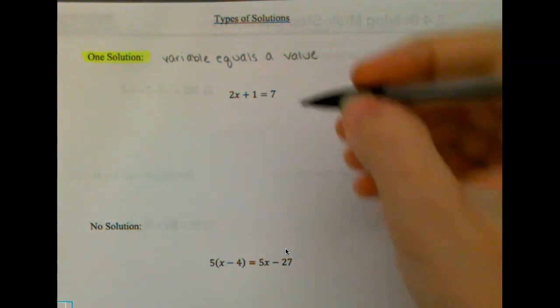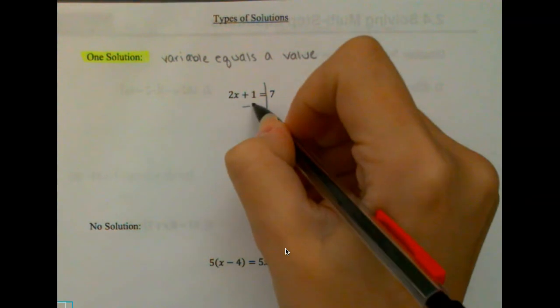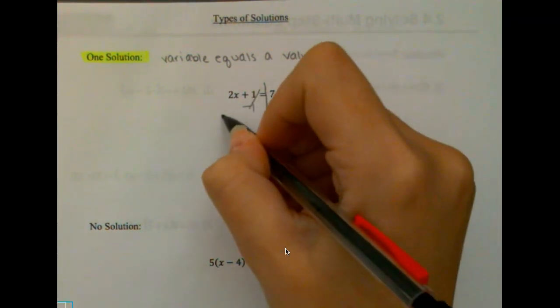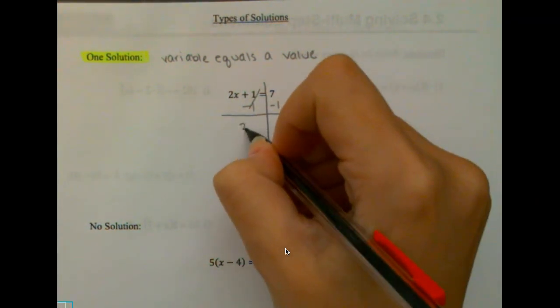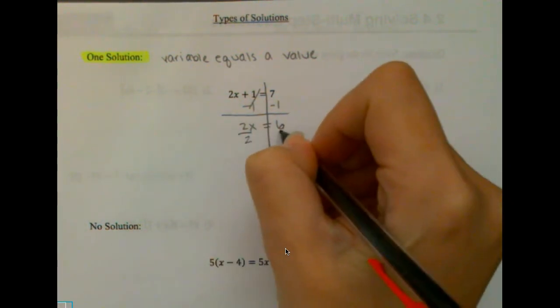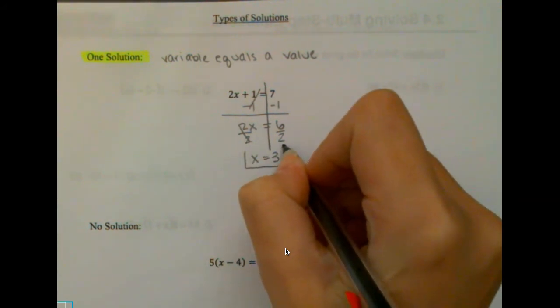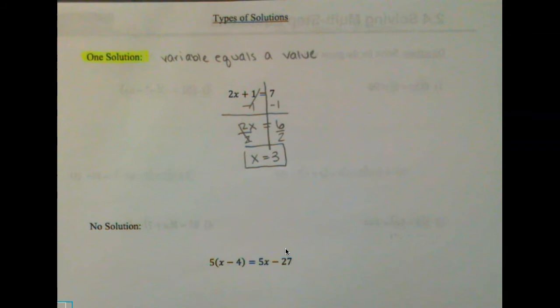So for example, 2x plus 1 equals 7. If we solve this equation, subtract the 1 on both sides, 2x equals 6. And then divide both sides by 2, x equals 3. That is just one answer of 3, okay? One solution to this equation, okay?